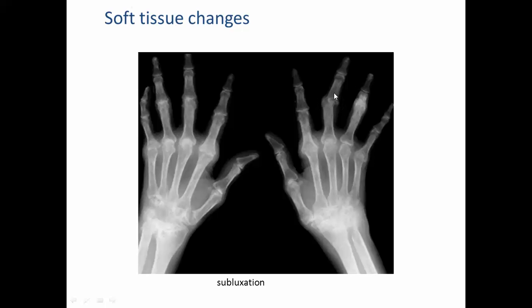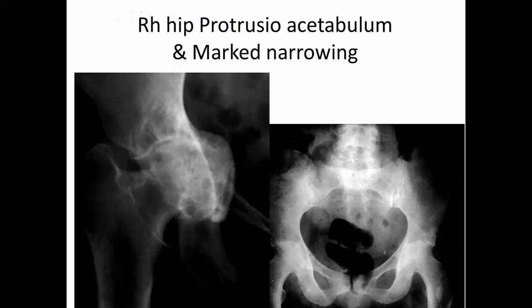This is subluxation, and here another subluxation. So subluxation and soft tissue changes, beside the characteristic periarticular erosions and periarticular osteoporosis, are forming the main items for rheumatoid. Rheumatoid cause hyperemia, cause mobilization and bone softening.